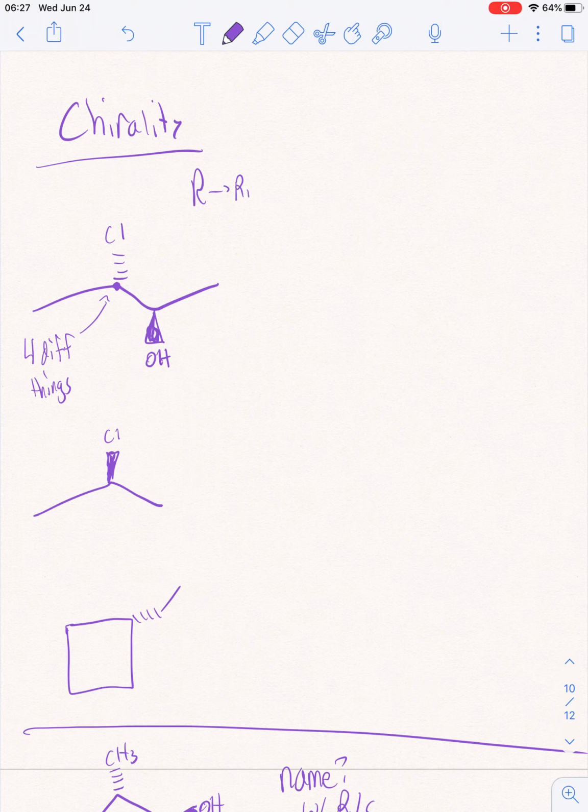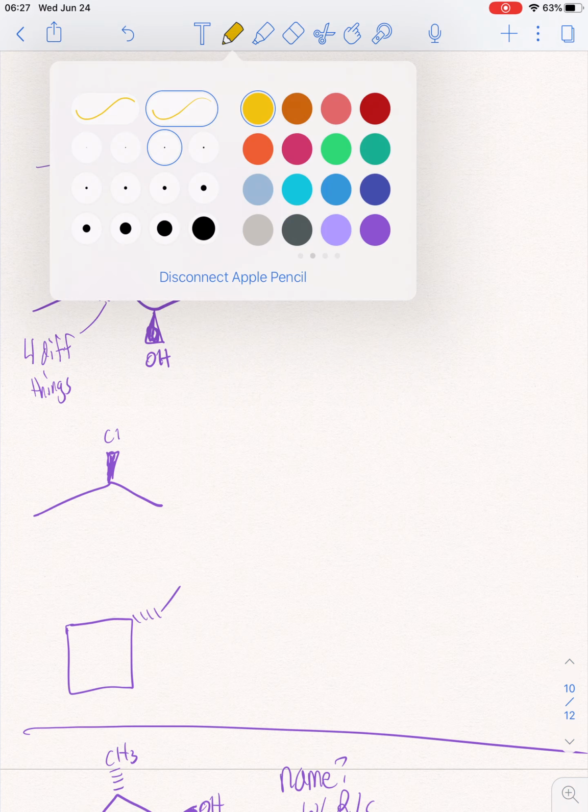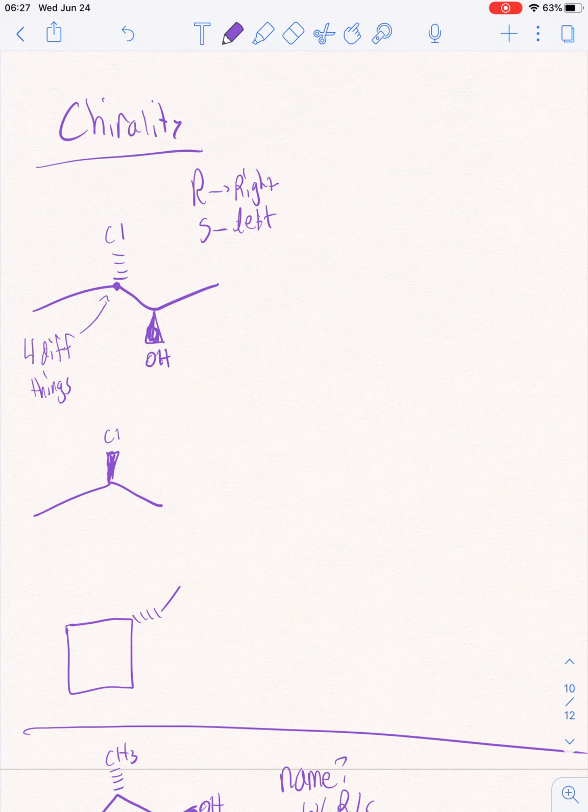Either right or left. I think these are German words or Latin, I don't know, but R is right, S is left. Okay. And so chirality is important because one molecule might have an R center while the other one has an S center, right?